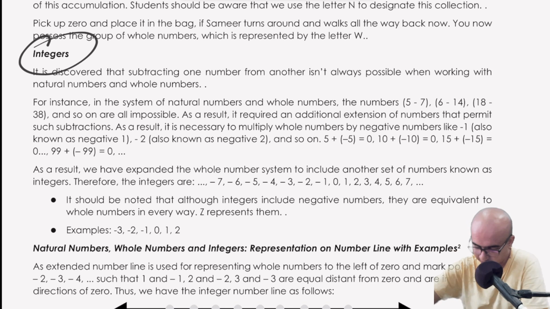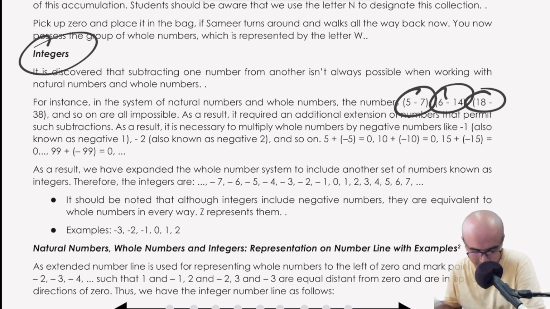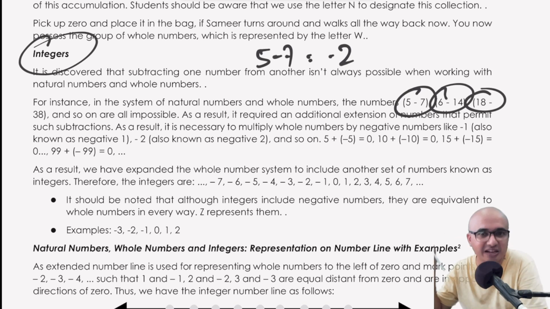Let's say these are the examples which I considered right now. What would be the result of 5 minus 7? Minus 2. Where will you see this in the line of natural numbers? Because natural numbers or whole numbers start only from 0. Same thing with 6 minus 14. This is something which I cannot fit there, no?